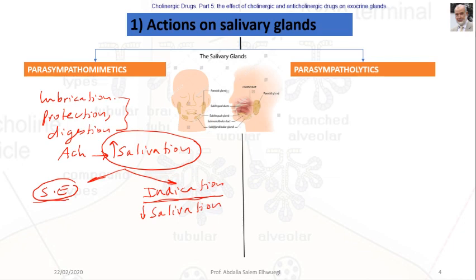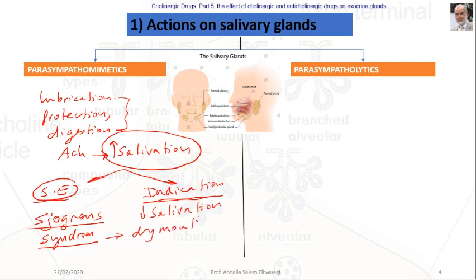Therefore they are indicated in cases where there is low salivation, as in what's known as Sjogren's syndrome. Sjogren's syndrome is an autoimmune disease in which the body considers the salivary glands as a foreign body. It forms antibodies, and these antibodies attack the salivary glands, destroying them. Therefore, in Sjogren's syndrome, the patient usually suffers from very severe dry mouth.